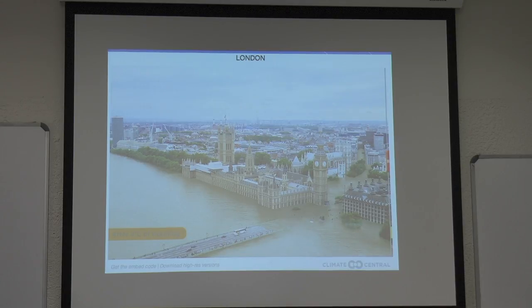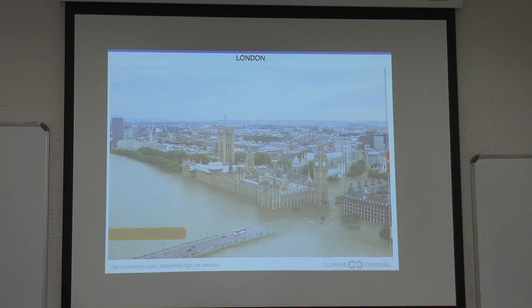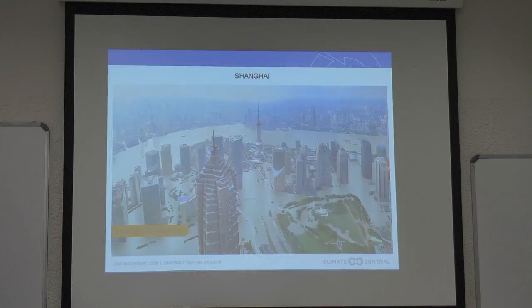This is London after a 4-degree increase in the temperature. You see that half of the parliament, or the first floors of the parliament, will be underwater. So we're not talking only about the vulnerable areas, we're not talking only about the developing areas, but cities like London. Look at Shanghai with a plus 4. These are serious consequences.